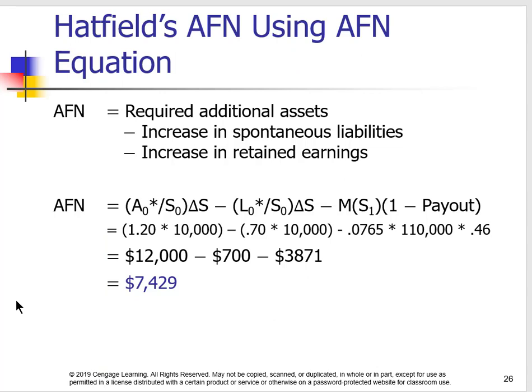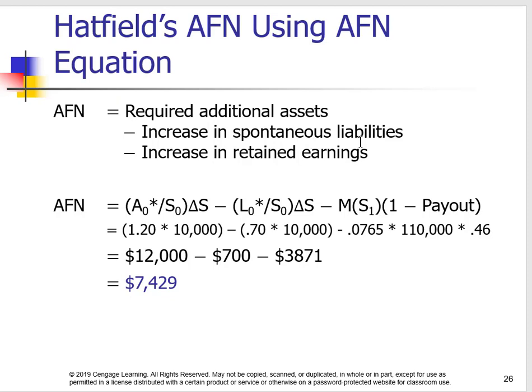So let's look at this ratio. We need to know the required additional assets. We're going to subtract spontaneous liabilities and subtract the increase in retained earnings. So what is the increase in assets that's needed? It's that asset ratio, the capital intensity ratio, multiplied by the change in sales. Sales go up 10,000. So we're going to need $12,000 in assets.